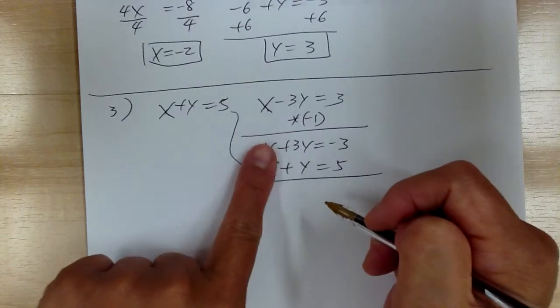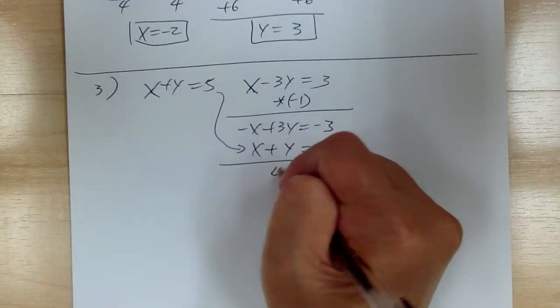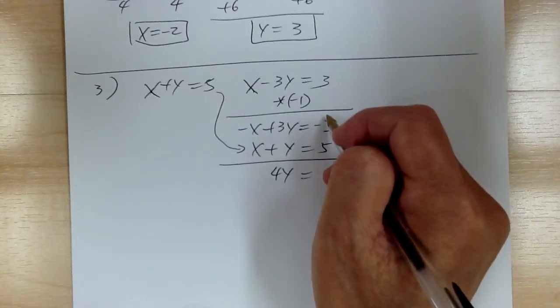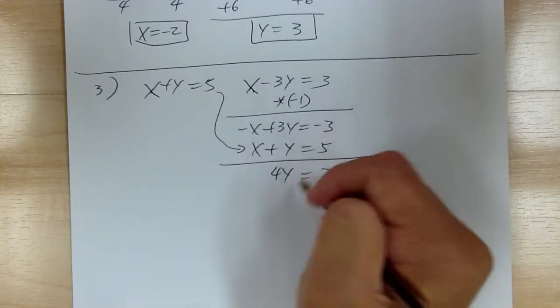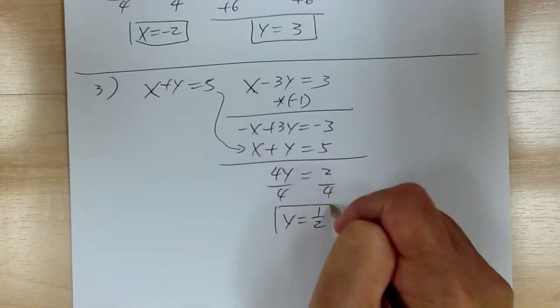When I add, the x cancels out. And that's why it's called the elimination method. This got eliminated. So you've got 4y. When you add, you're going to get 2. So divide by 4, divide by 4, y equal to 1 over 2.